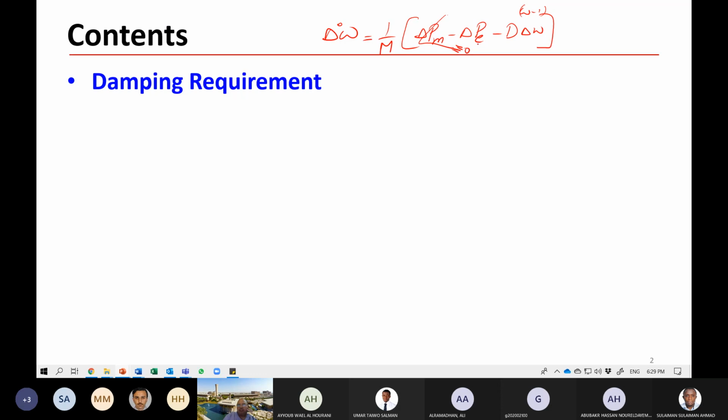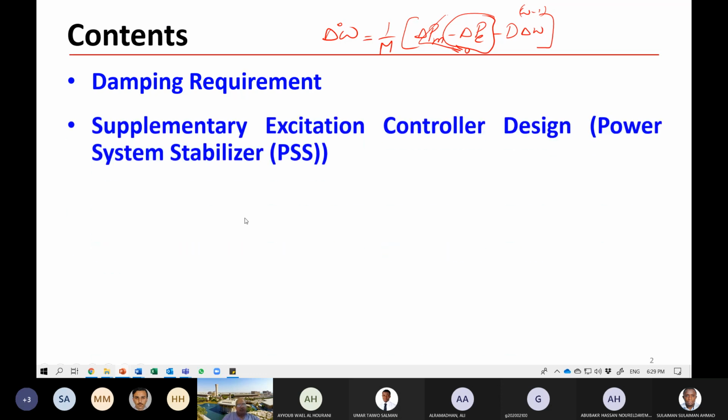How to increase the damping? How to reduce the oscillation in electrical power? How to minimize this deviation here from the steady state value? This is what we need to address here. So we will see the damping requirement, and also we'll see the supplementary excitation controller, or what we call the power system stabilizer.